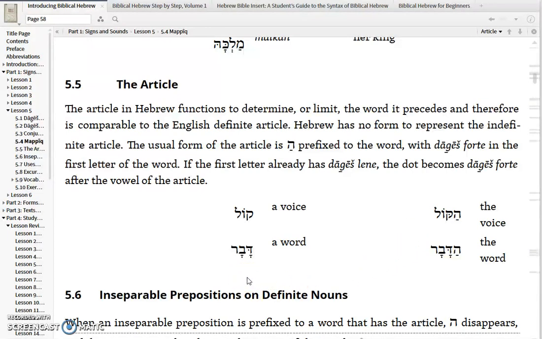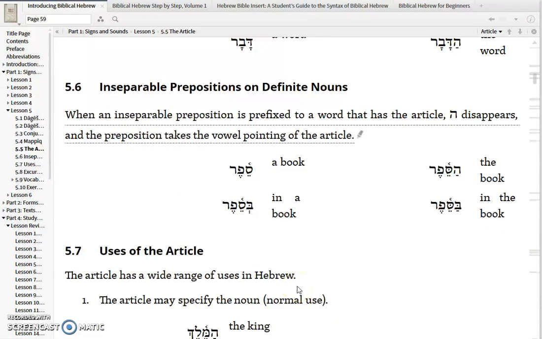Same thing with davar, word, a word. If you want to make it the word, you take a hey, take a pata, double the following consonant, and you get haddavar, the word.